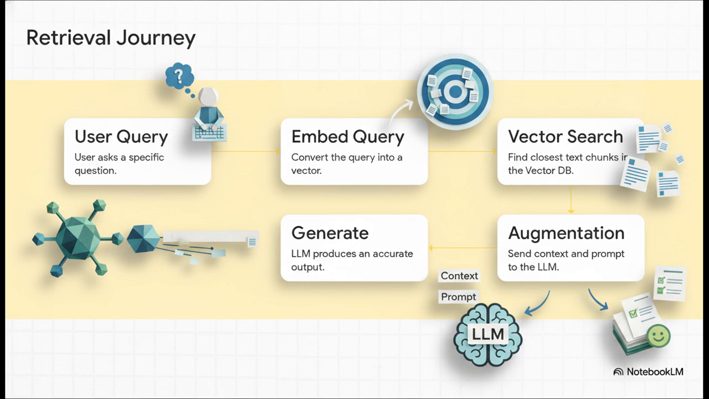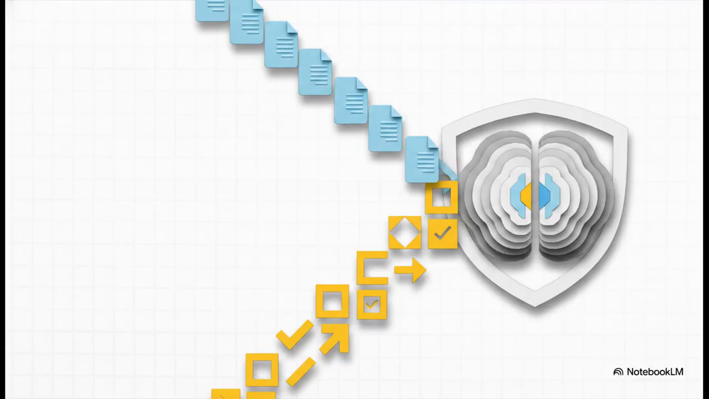Step 4, we retrieve those matching chunks, which is our context, and send them alongside our prompt straight to the LLM. Finally, step 5, the LLM generates our highly accurate output. The most crucial point in all of this is step 4, the augmentation phase. This is the magic moment where we completely shut down the model's urge to hallucinate.